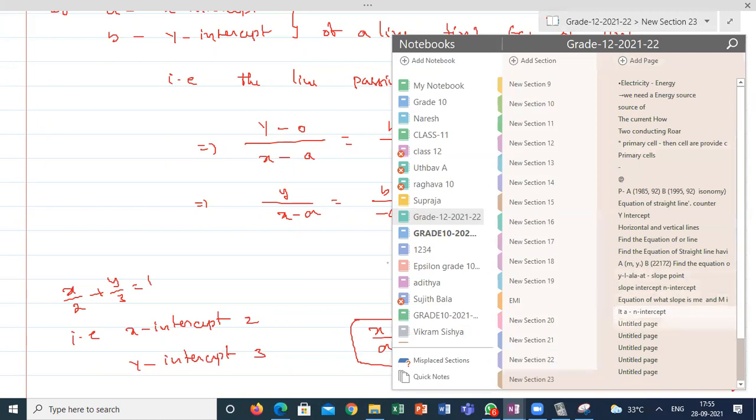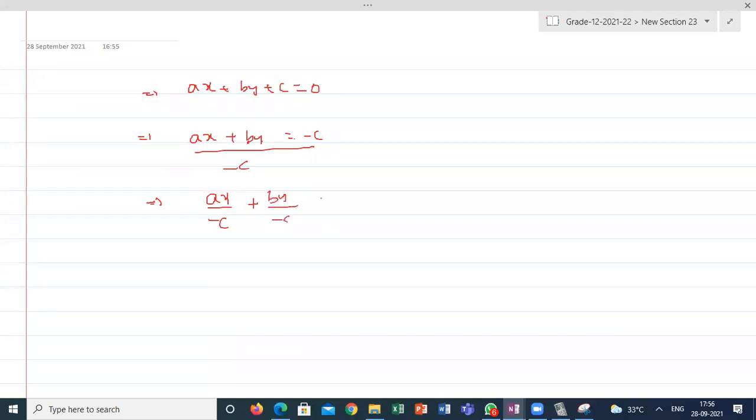Or if I'm giving an equation of a line, suppose to convert into intercept form, ax plus by plus c is equal to 0. It is very easy to convert. I'm taking c that side first: ax plus by is equal to minus c. Divide the whole thing by minus c. This will be ax by minus c plus by by minus c is equal to 1. So x by (minus c by a) plus y by (minus c by b) is equal to 1. So your x-intercept is minus c by a and y-intercept is minus c by b.